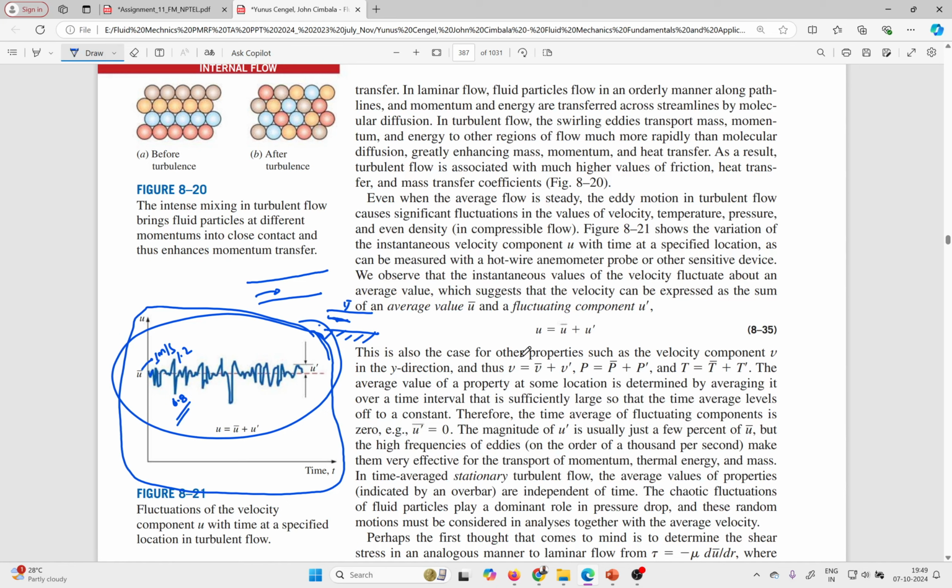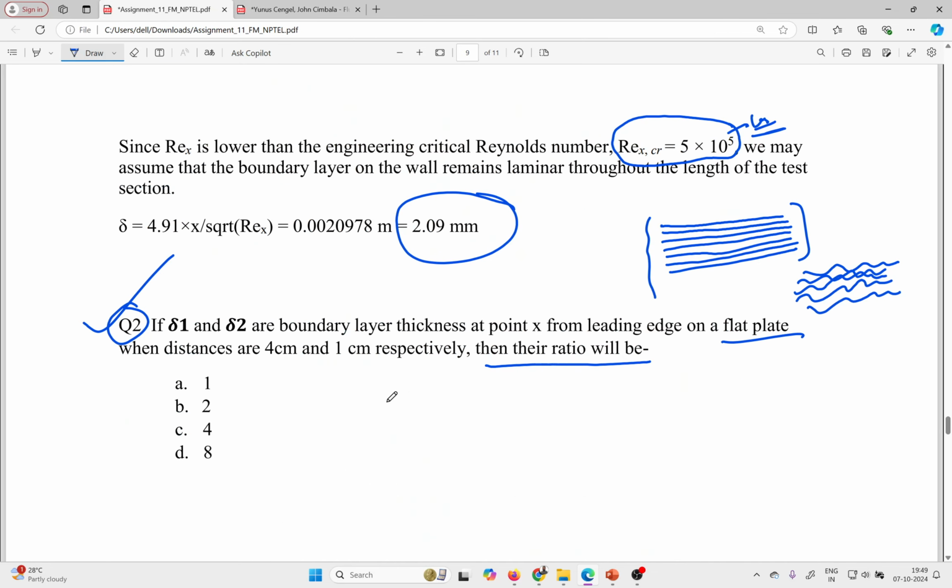But in turbulent flow definitely it will vary. So now I want to move on to the questions. Here the question is: delta 1 and delta 2 are the boundary layer thickness at point X from the leading edge on the plate.